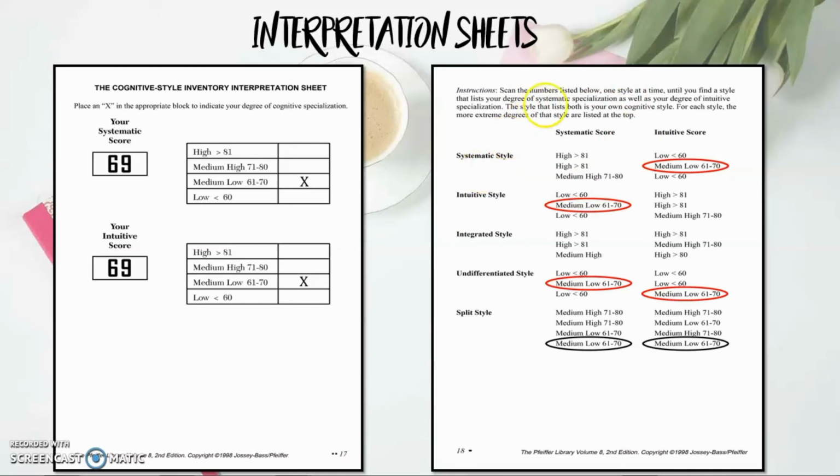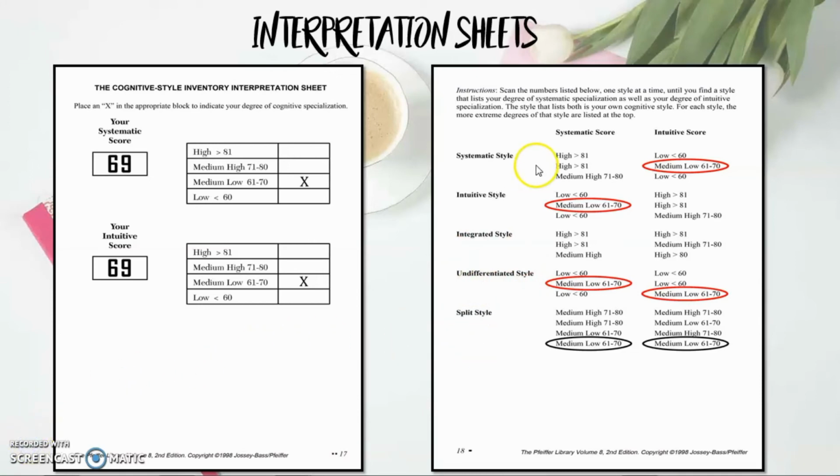Next, for the last sheet of the interpretation sheets, the respondent needs to read the instruction first before answering. There are 2 columns: first the systematic score and second the intuitive score. At the left of these columns, there are 5 constructs for this inventory: systematic style, intuitive style, integrated style, undifferentiated style, and split style.